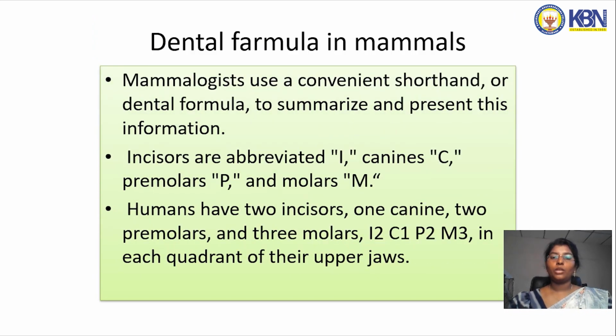Next, dental formula in mammals. Mammalogists use a convenient shorthand or dental formula to summarize and present this information. Incisors are abbreviated as I, canines as C, premolars as P, and molars as M. Humans have 2 incisors, 1 canine, 2 premolars, and 3 molars, that is I2, C1, P2, and M3 in each quadrant of the upper jaw.